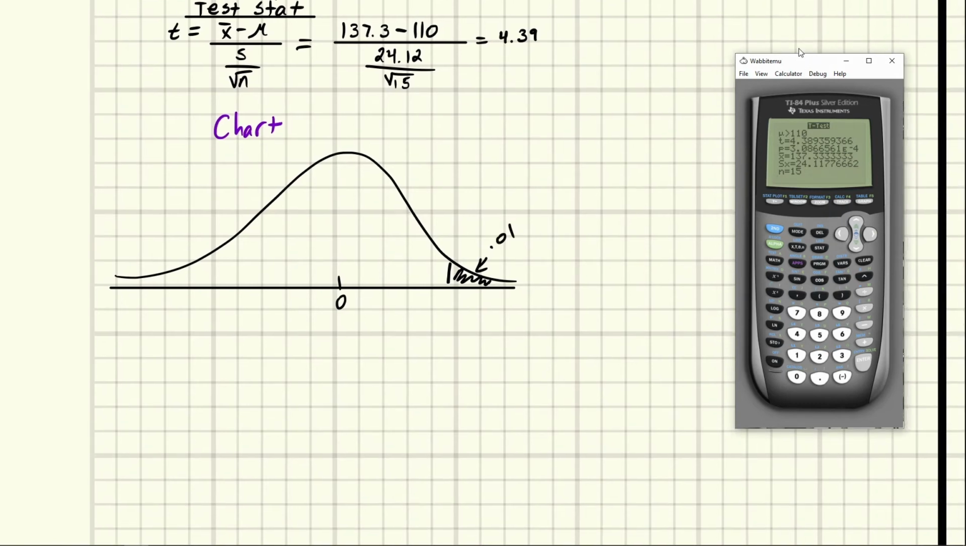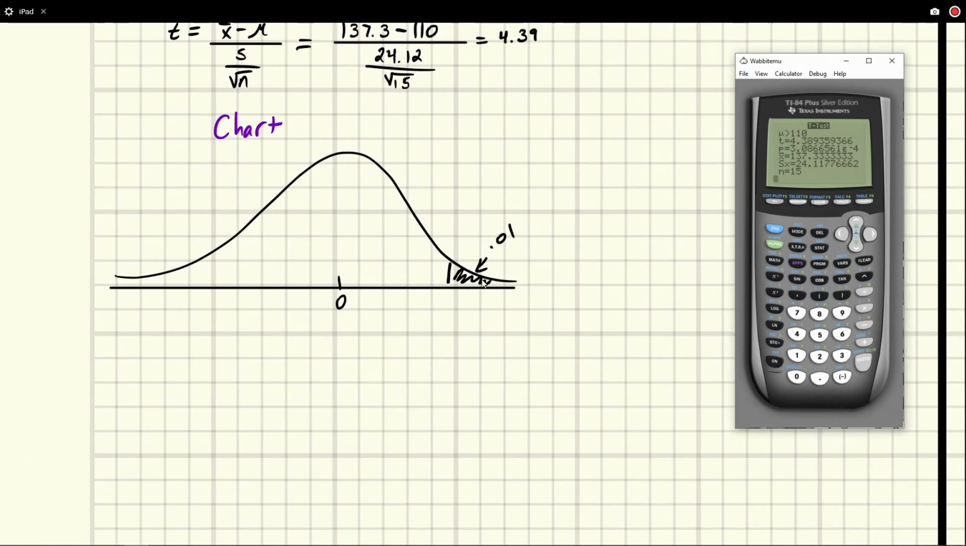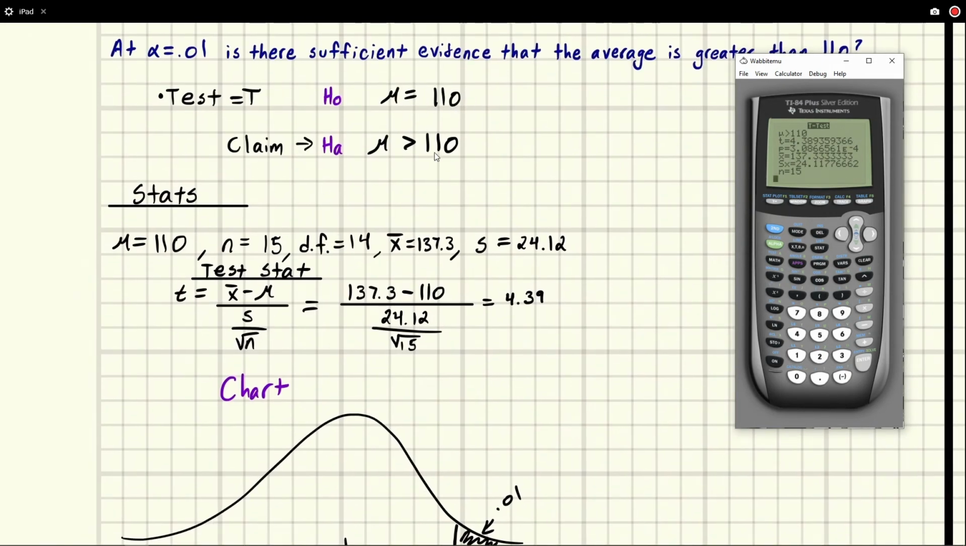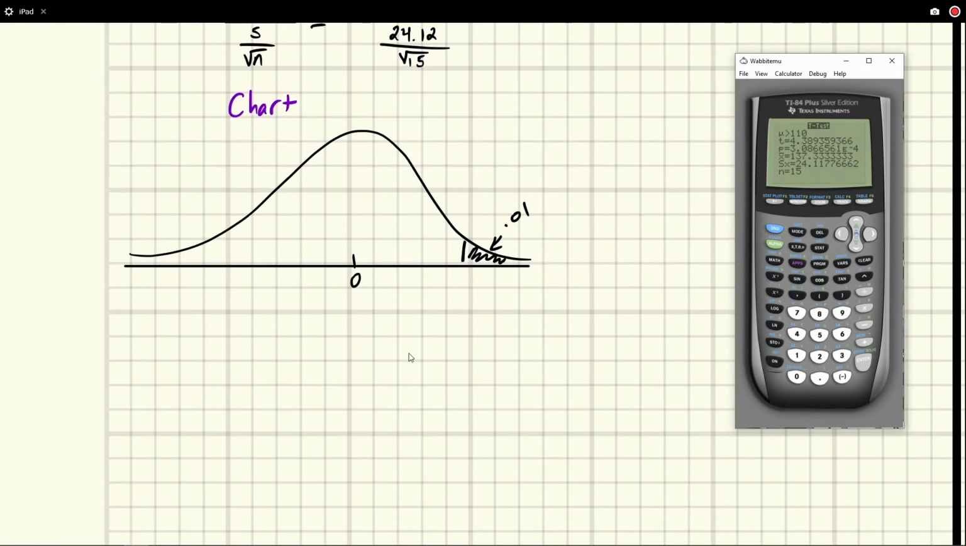So if we land in this one itsy bitsy 1% of the curve, then we say that the null is wrong. So if it's anything close to the actual claim, or not the claim, but the null hypothesis, you could be anywhere else in this curve, just not in this 1% of this curve. So we need to find the critical value for this.